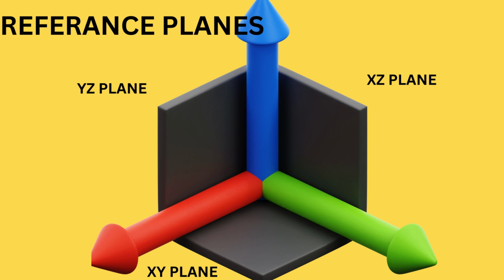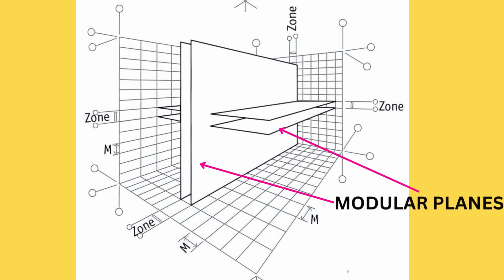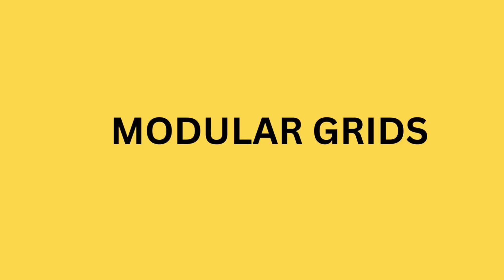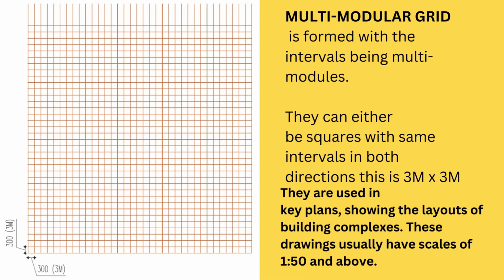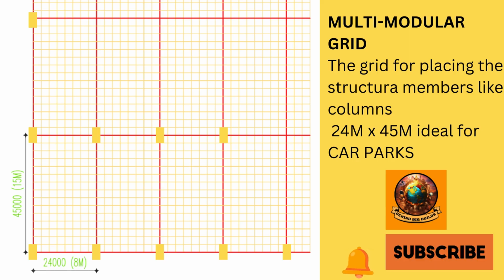So similarly, when using modular coordination, a modular line is a line of a modular reference system. A modular plane is a plane of a modular reference system. A modular zone is a zone between modular planes. Okay. Next, modular grid. This is a planning grid for making the plan of a building, where the distance between consecutive parallel lines is the basic module or a multiple thereof. A modular space grid is three-dimensional, XYZ axis.